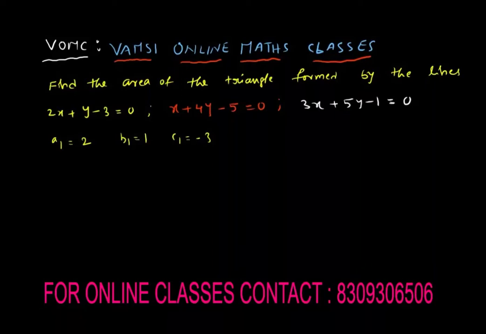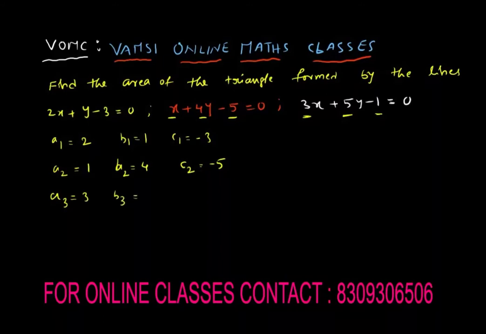Now come to the second equation. From the second equation, a2 value is 1, b2 value is 4, c2 value is minus 5. So note it down. From the third line, A3 value is 3, B3 value is 5 and C3 value is minus 1. So with the help of these values we can find delta.